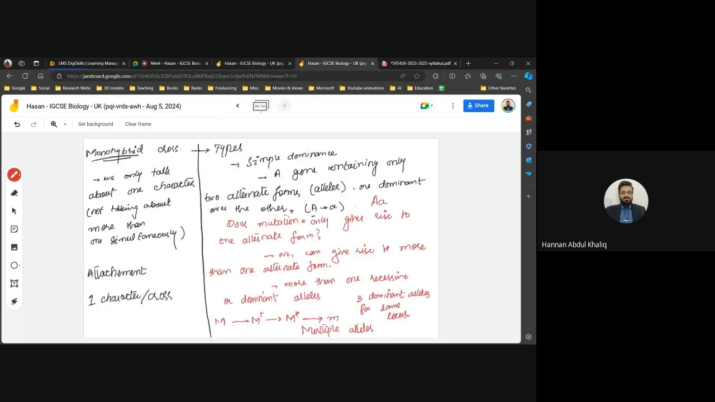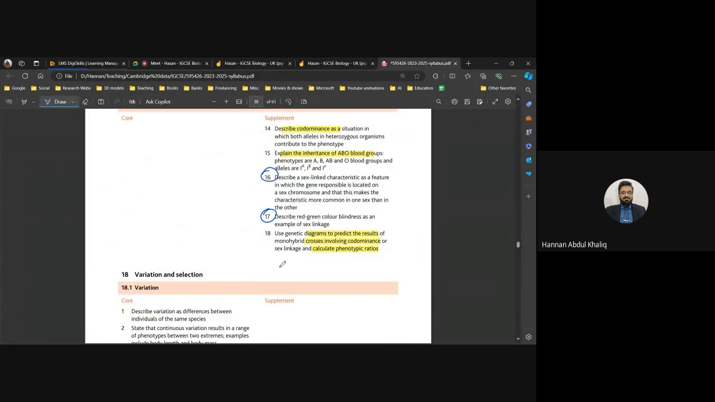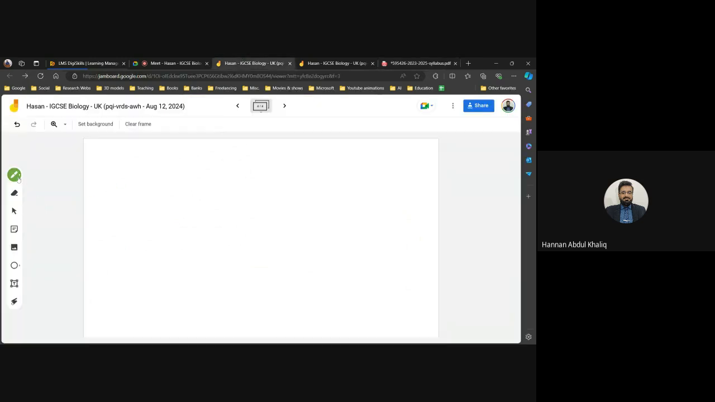Okay, next we are going to talk about the final ratios of genetic crosses. The final ratios of genetic crosses or offsprings depend on the parents.